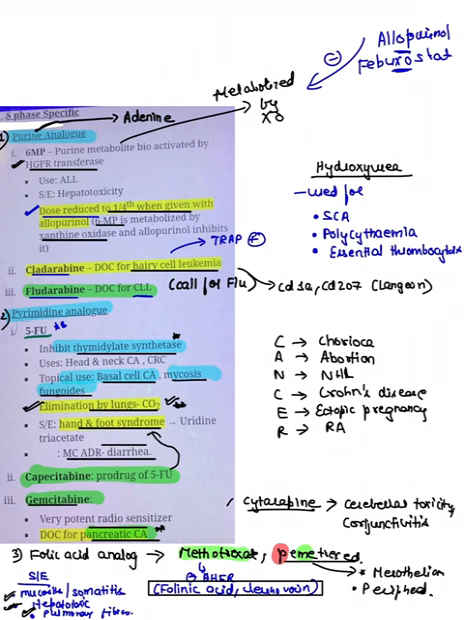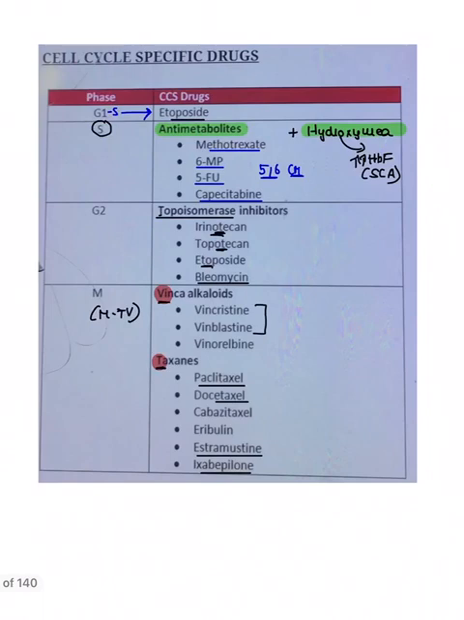Now what are the uses for this drug? Remember the mnemonic: cancer, C for choriocarcinoma, A for abortion, N for non-Hodgkin's lymphoma, C for Crohn's disease, that is IBD, inflammatory bowel disease, E for ectopic, and RA for rheumatoid arthritis. So see, when we talked about the S phase, we had antimetabolites. We have already discussed methotrexate, a dihydrofolate reductase inhibitor. Antidote is leucovorin, and we need to remember the cancer mnemonic.